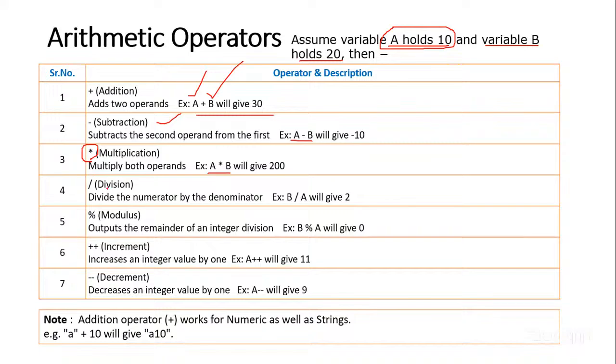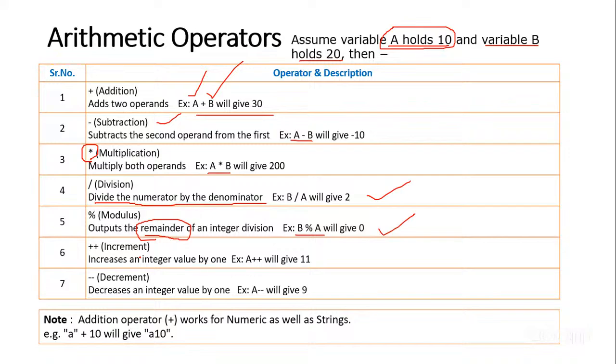Division operator. It is used to divide the numerator by the denominator. Very simple operator. For example, 20 by 10. The result that can be evaluated is 2. Modulus operator. It is used to get the remainder of the integer division. For example, B modulus A. The meaning is 20 modulus 10, so the remainder is 0. That's why we are getting 0.